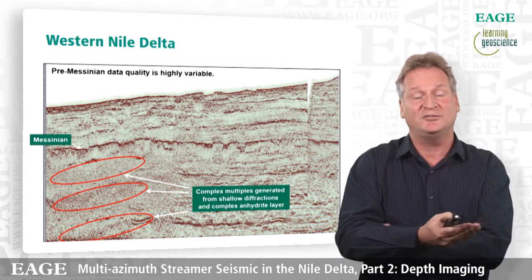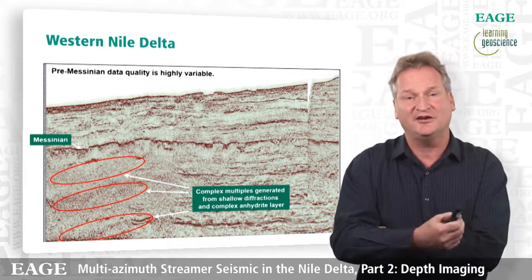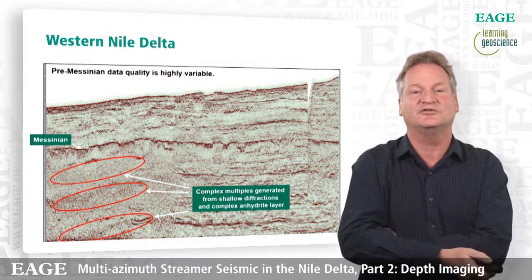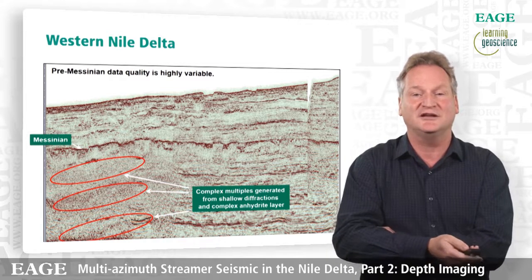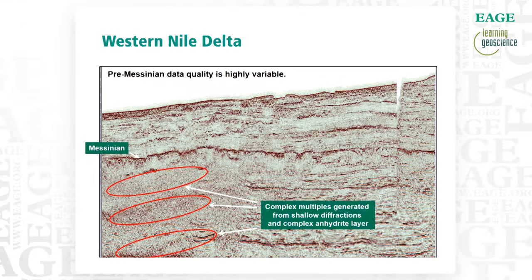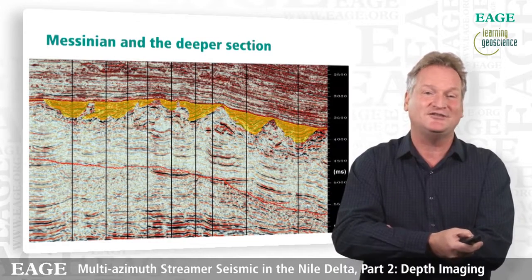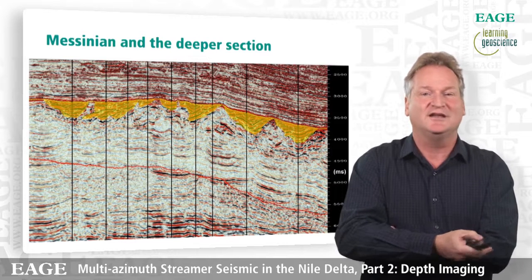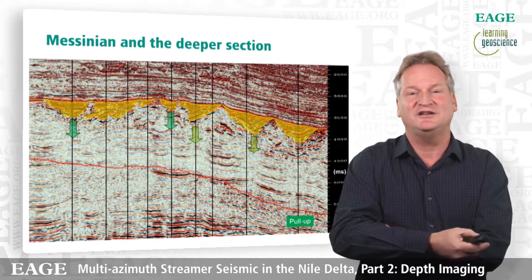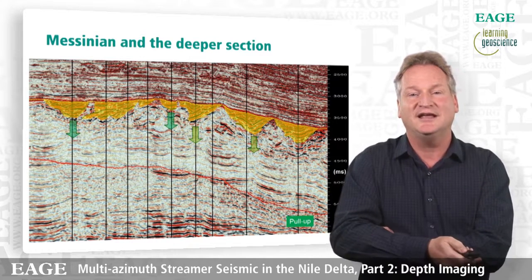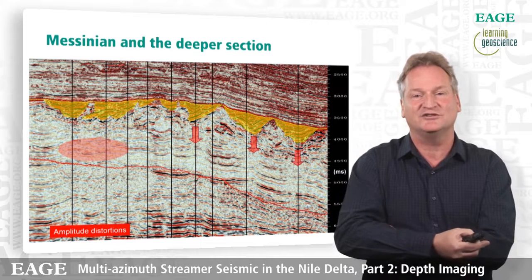Now the combination of that Messinian layer and the water bottom, and especially also the quite small scale diffractors that sit right below the water bottom, set up a very complex multiple sequence, which you can see indicated on the left hand side. What you can also see, if you look at the Messinian and the deeper section here, is that if we actually do a PowerPoint interpretation of the Messinian, you can see these spots there. And below these spots you can see that in some places you get a pull up, so you can see that the events below it are pulled up, and then in other places you can see amplitude distortions.